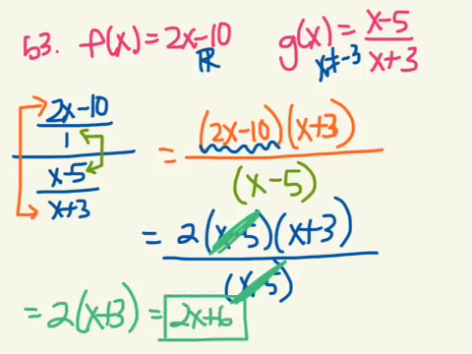Now again, if you just check the domain of your final answer, you would say all real numbers. However, at the beginning, this is why we have to check at the beginning and at the end. At the beginning, we said x was not allowed to be -3 no matter what, so at the end, x is still not allowed to be -3.